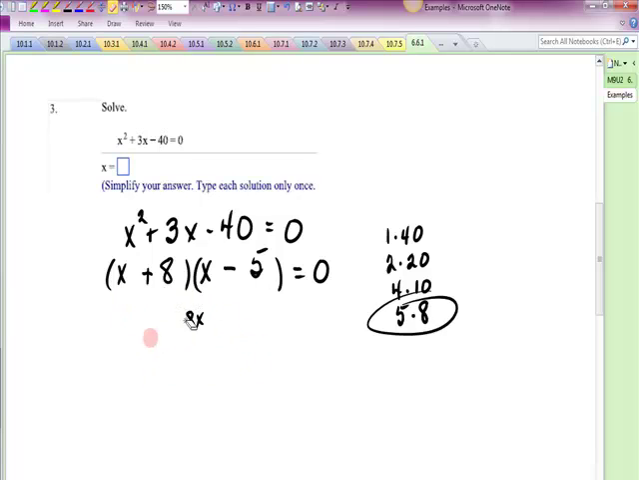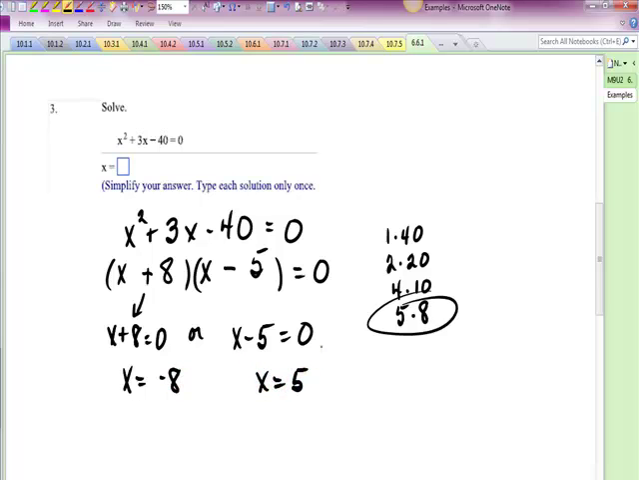So I'm going to erase this. All right. Now I have the factors. The product is equal to 0, so I know that x plus 8 equals 0 or x minus 5 equals 0. So x is negative 8 or x is positive 5. In any order, we have negative 8 and positive 5.